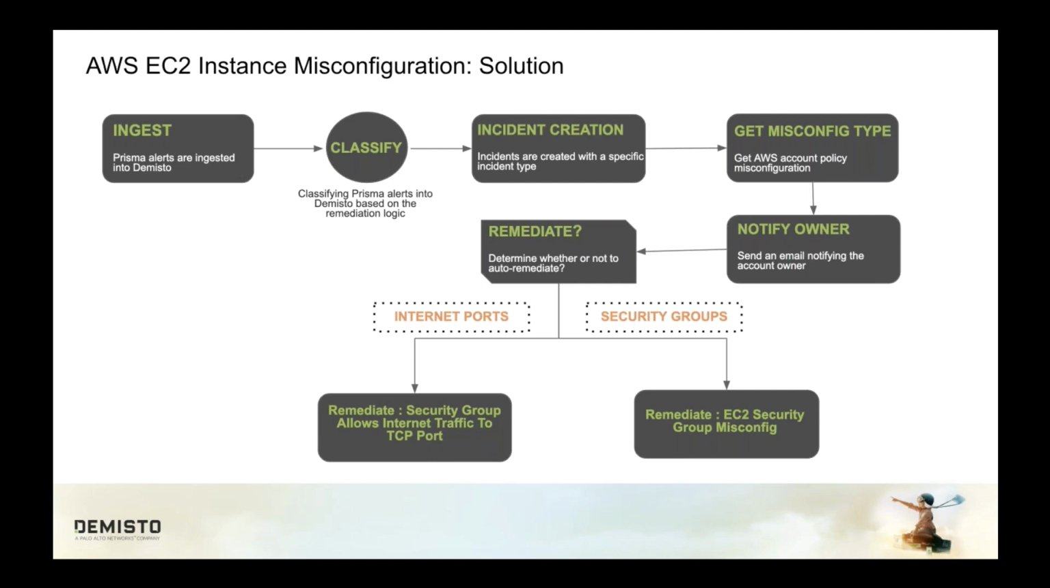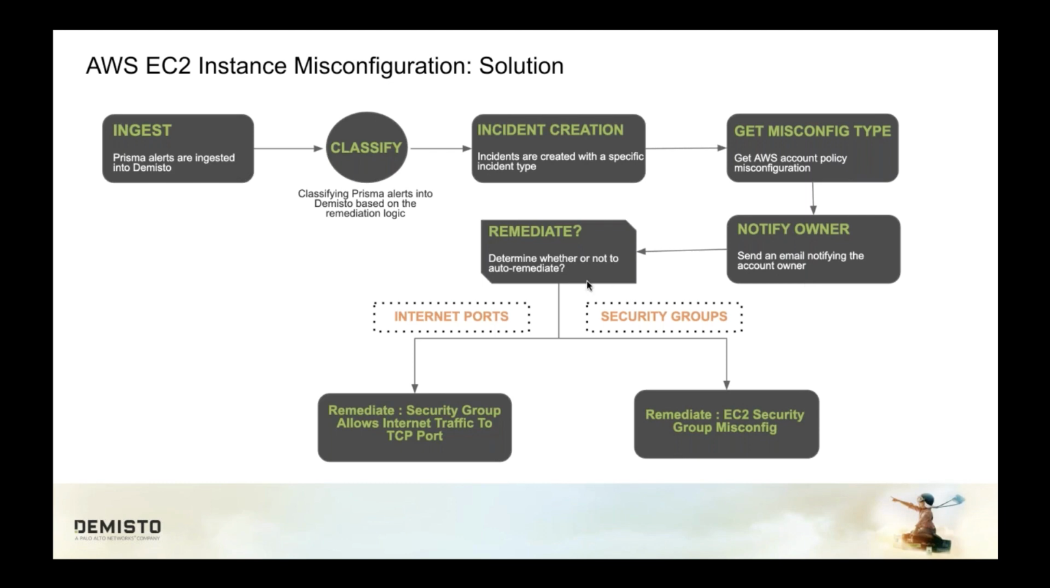An incident is created. For all the alerts, one major problem is understanding which bucket the alert falls under. If you have an EC2 instance, it should have a specific incident type, which is EC2 instance misconfig in Demisto as well. Based on that incident type, you want a specific playbook to run. So once an incident is created, you first try to figure out the misconfig type, because even in EC2 instance misconfig there are so many different types of alerts, related to internet ports or security groups. So you first notify the owner, sending an email saying that this particular alert was received, do you want to remediate or not?